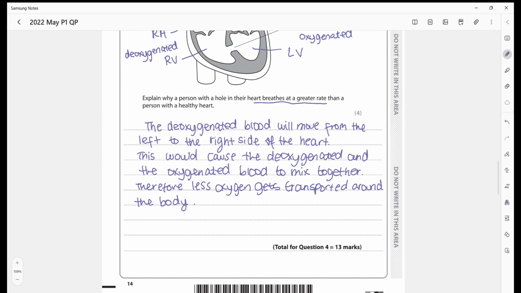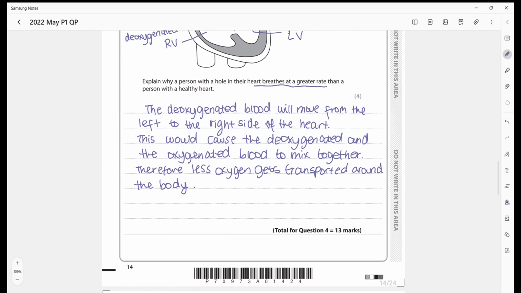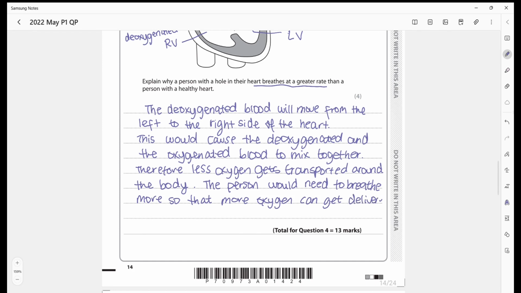And so in order to compensate, the person needs to breathe in more, or to breathe more, so that more oxygen gets delivered. Okay, pretty much it.